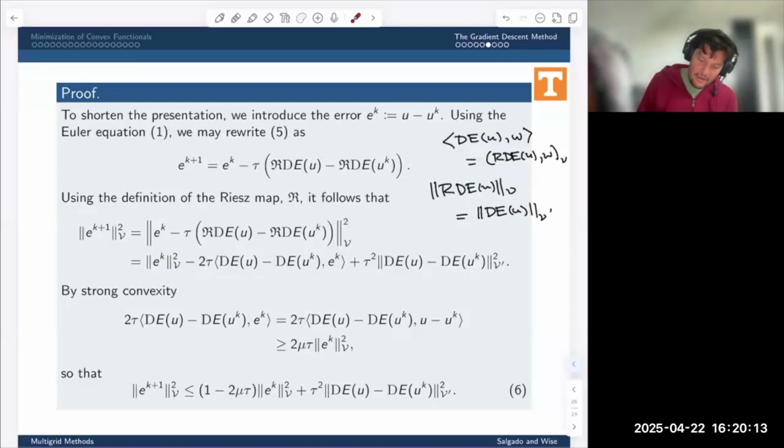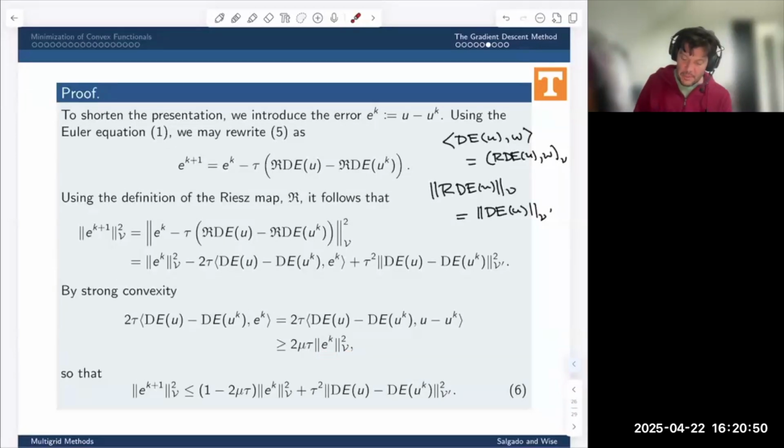Now, we haven't used any assumptions about E yet, except for the fact that it has a unique global minimizer. One of the things that we might want to use from E is its strong convexity. Well, we know that the strong convexity of E is going to imply that that dual pairing is greater than 2 mu tau times the V norm of e_k squared.